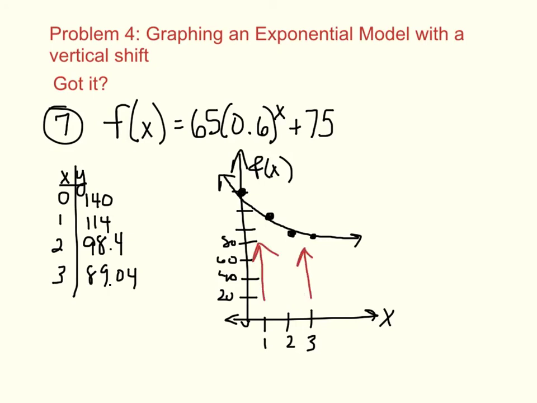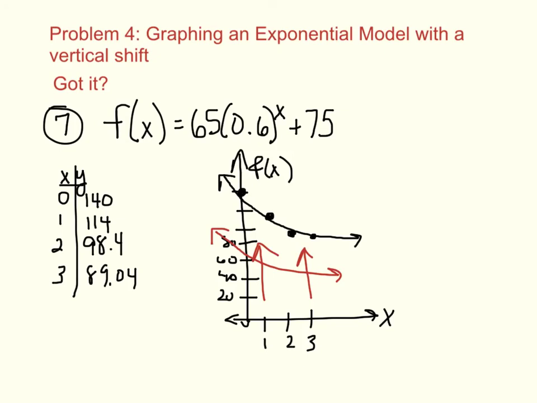Your normal graph would actually look something like this. And then everything gets bumped up 75. You don't need to graph this part, you don't need that red line. But that would be your answer.